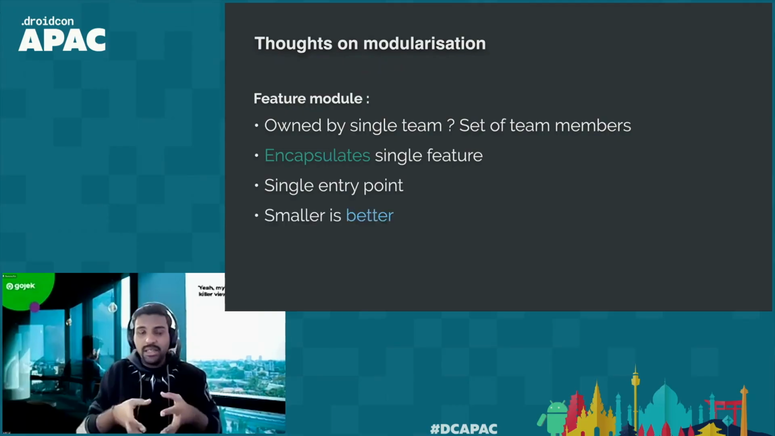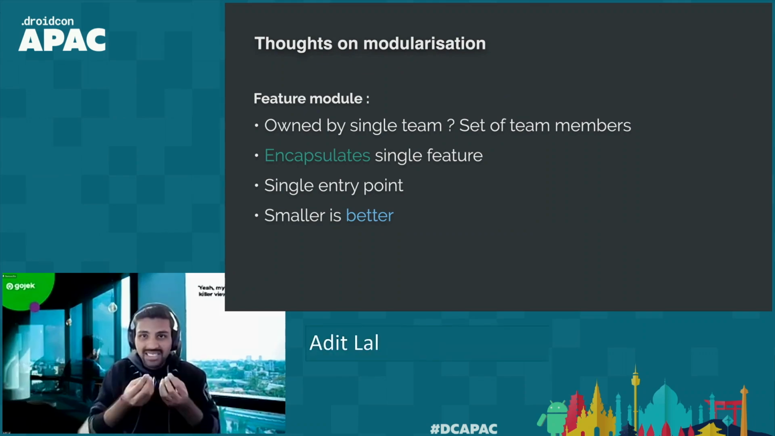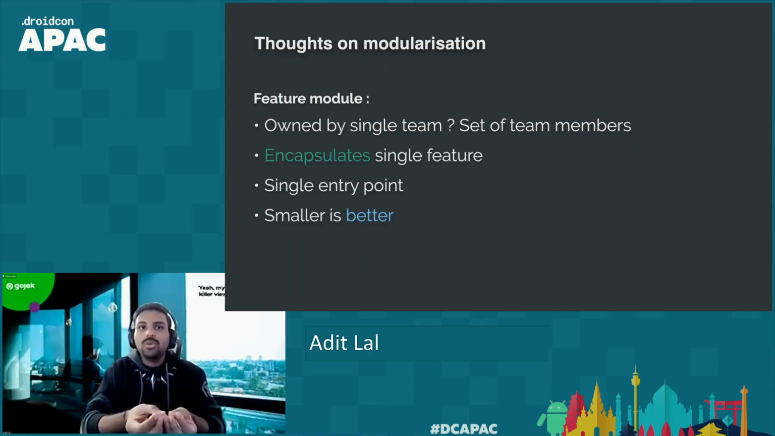Next, the smaller the better. If you think about it expansively, if you start creeping a lot of business logic into a single feature, then you're also investing a lot of time to build that particular module. So if you can keep it light and simple, the feature module will actually help you moving forward.